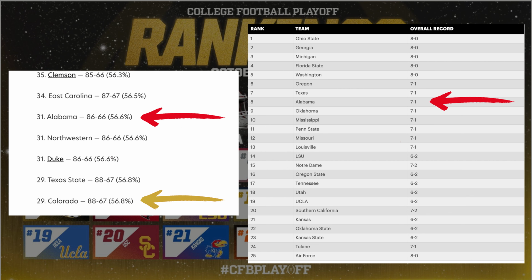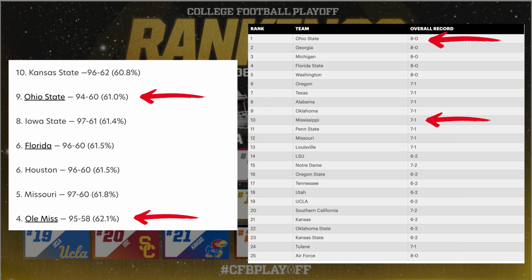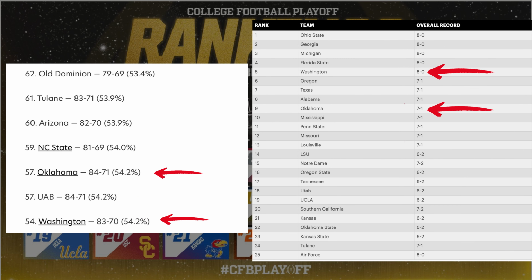Next, I have Alabama. Alabama is ranked 31. And just a note, it looks like Colorado's down there at 29. You've heard a lot about them. They had a very hard schedule this season, but it looks like last season was hard as well. So their opponents just did very well. Either way. Next, we have Ohio State, which is number 9, and Ole Miss is number 4. And as you can see, Ole Miss is actually ranked number 10, and Ohio State is number 1. So that's good. Next, you have Oklahoma ranked at number 57, Washington ranked at 54, and they're respectively 5 and 9 in the CFP rankings.